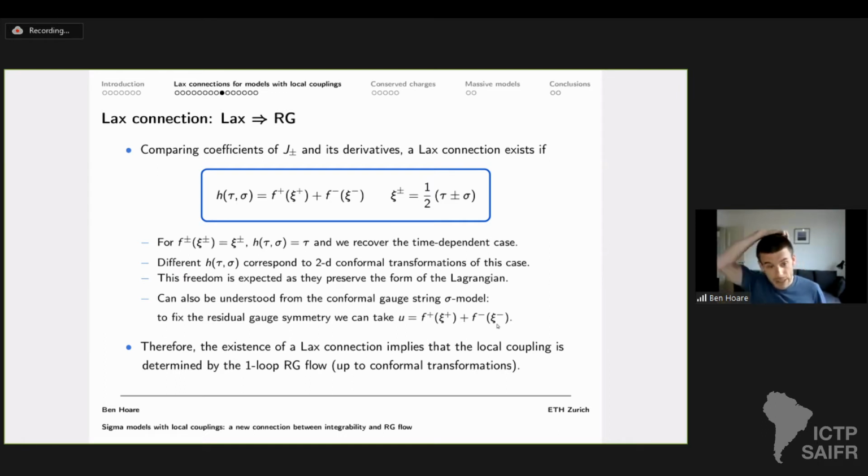So what's the message here? The existence of a Lax connection implies that the local coupling is determined by the one-loop RG flow up to conformal transformations.